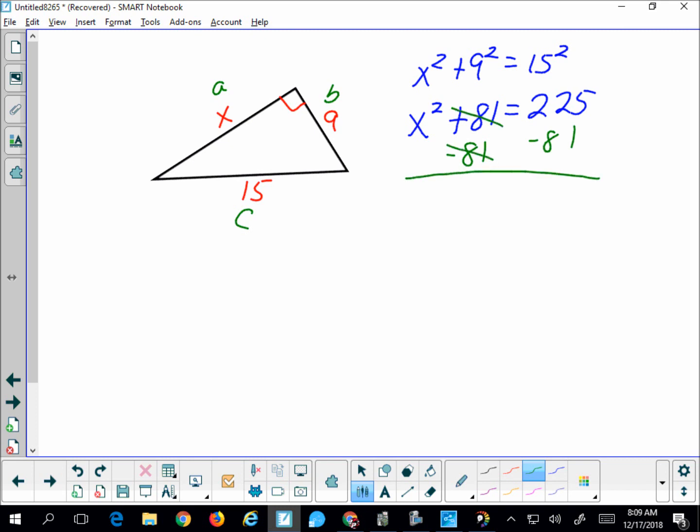So that's going to cancel out here. I get x squared equal to 144. All right, does everyone follow what we've done so far?